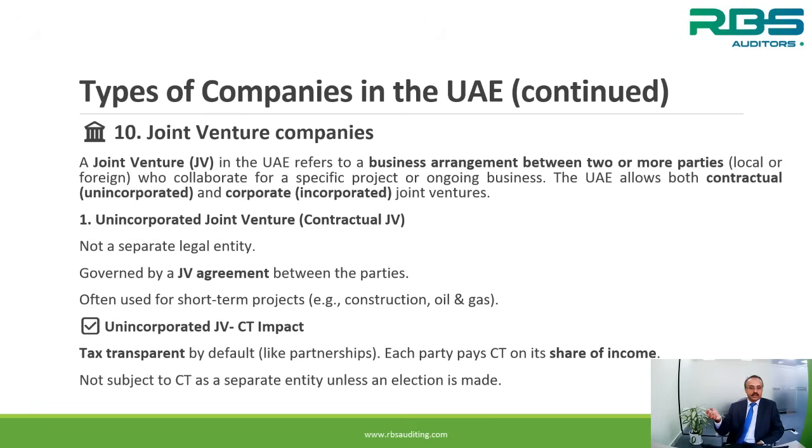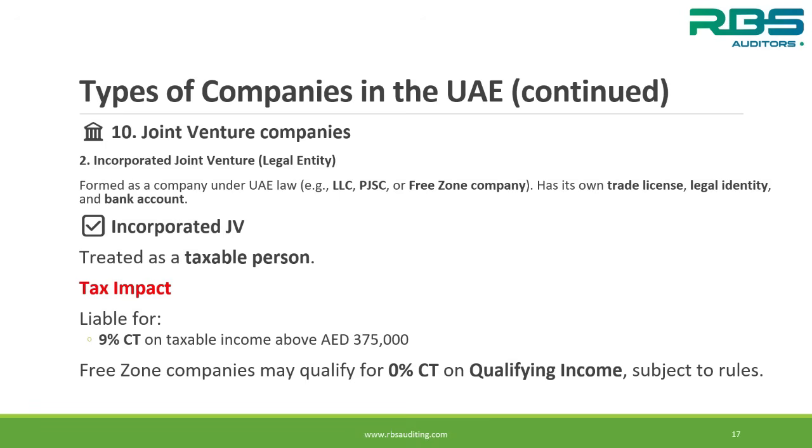So if you are not subject to CT, it is a separate entity, unless an election is made. If you have put in an election, then as an unincorporated joint venture as a taxable person, it will automatically be taxed, and then each partner will be exempt. Same as what we have discussed in the unincorporated partnership.